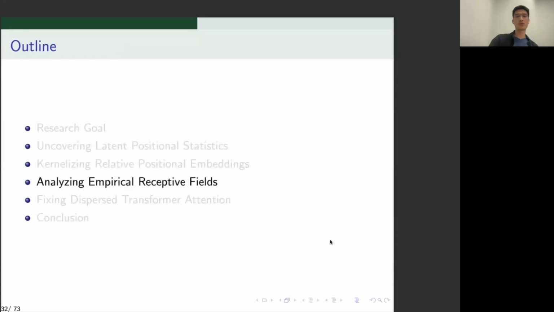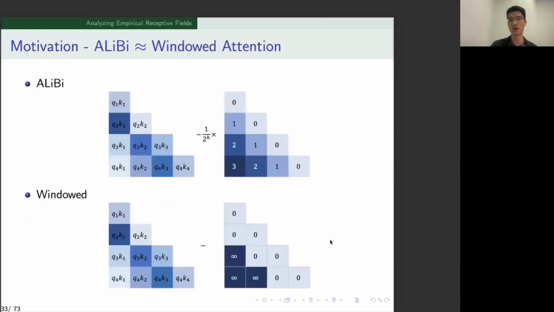So let me move on to the third part, analyzing empirical receptive fields. As you can guess from the title, we are trying to use the idea of the receptive field to measure the number of tokens used by a model. So how do we compute the receptive field of a relative positional embedding method, and of course with the transformer language model? First, let me draw an analogy between alibi and window attention.